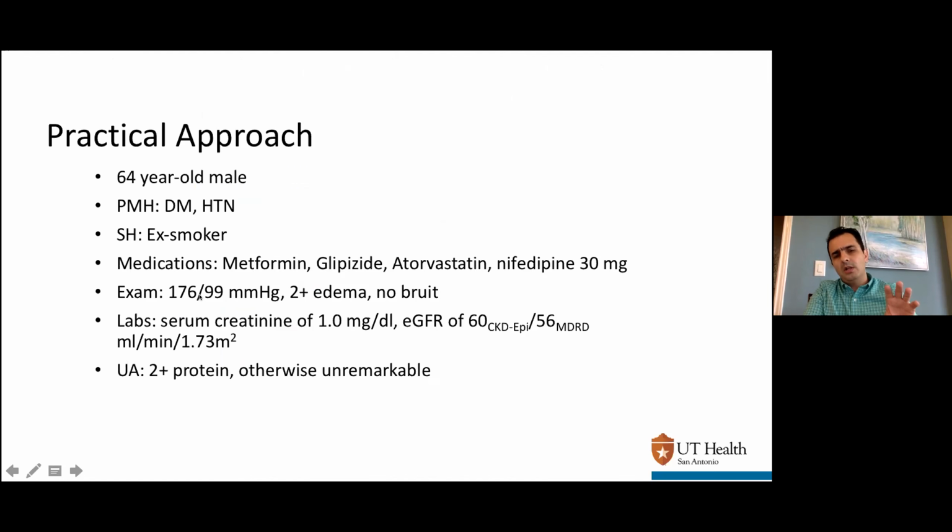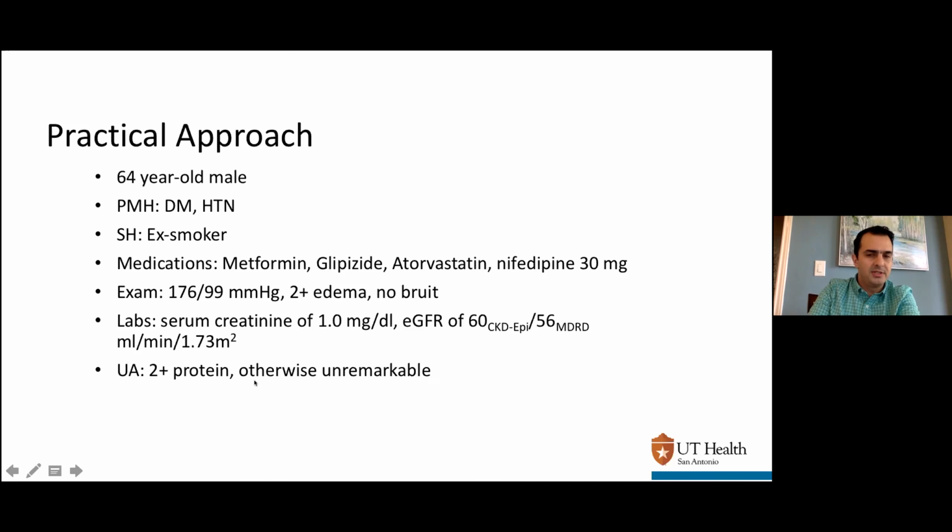After I present this patient, we'll see what happens with the creatinine and the proteinuria, how we started with this patient's labs and how we ended with different labs. So blood pressure is pretty high. The patient has 2+ edema, and the serum creatinine is 1 milligram per deciliter, which is pretty good. But the UA has 2+ protein, otherwise unremarkable.